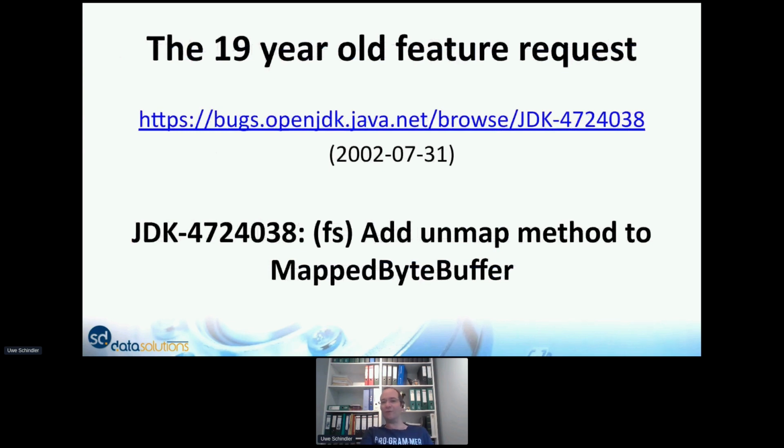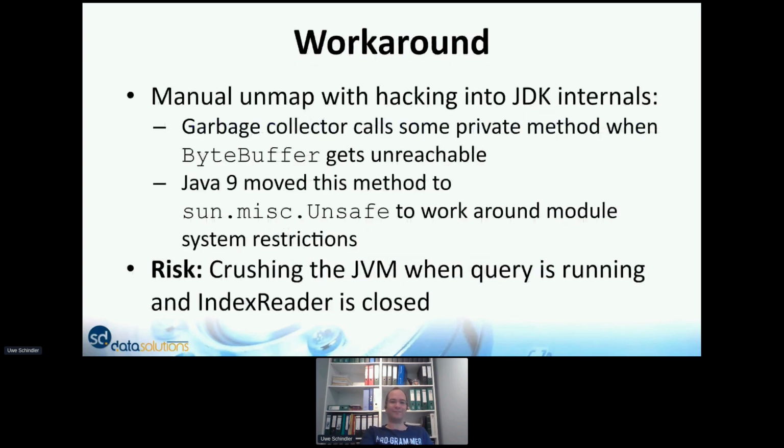So there's a 19-year-old feature request to solve that problem in Java. Up to today, it wasn't solved, and it will never be solved for byte buffers. I can tell you that. For byte buffers, it will never be solved. There will be no close method for byte buffers. And what we are doing here in Lucene is we know the risk and we take care. So Solr and Elasticsearch have very clever code with searchers and index readers to make sure that you don't access a memory when it's unmapped.